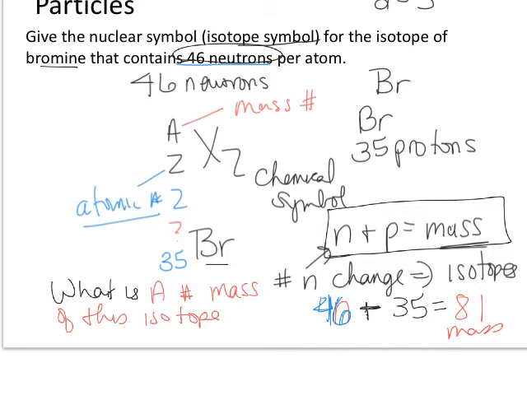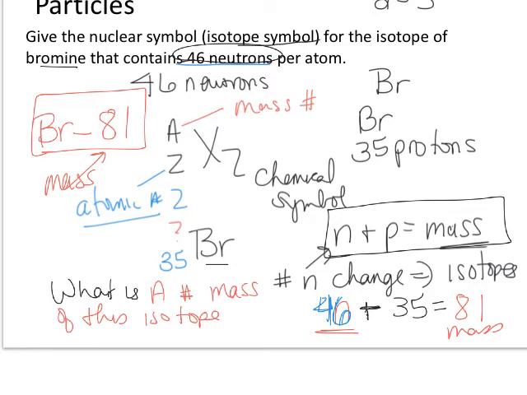And the way this is normally written is Br-81. And this is your mass for bromine. So when you see Br-81, that should tell you it's bromine. You can look at the periodic table and see that there are 35 protons. And since the mass is 81, then 81 minus 35 also lets you know that there's 46 neutrons.